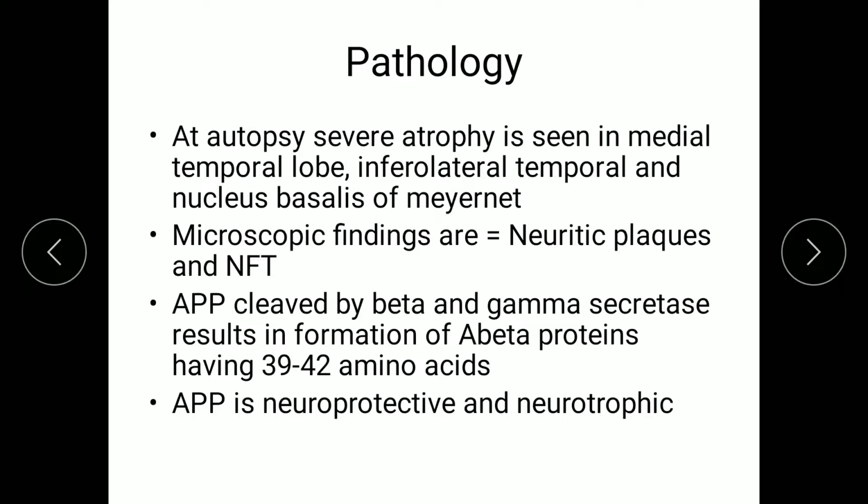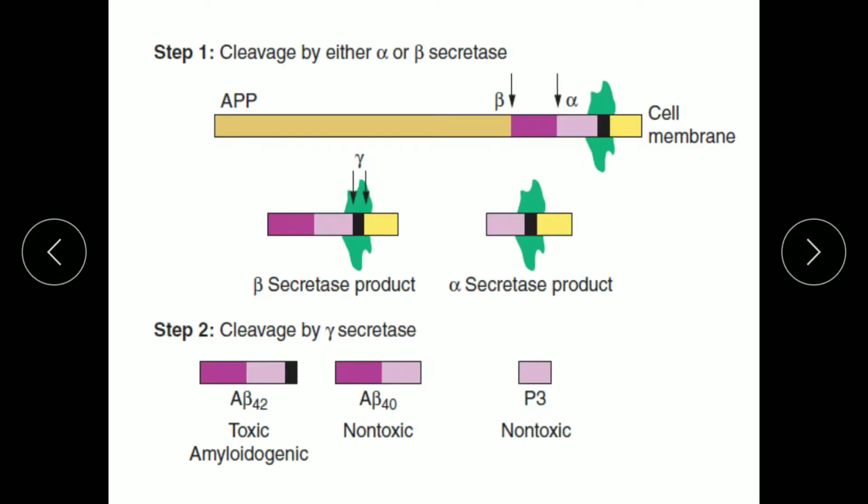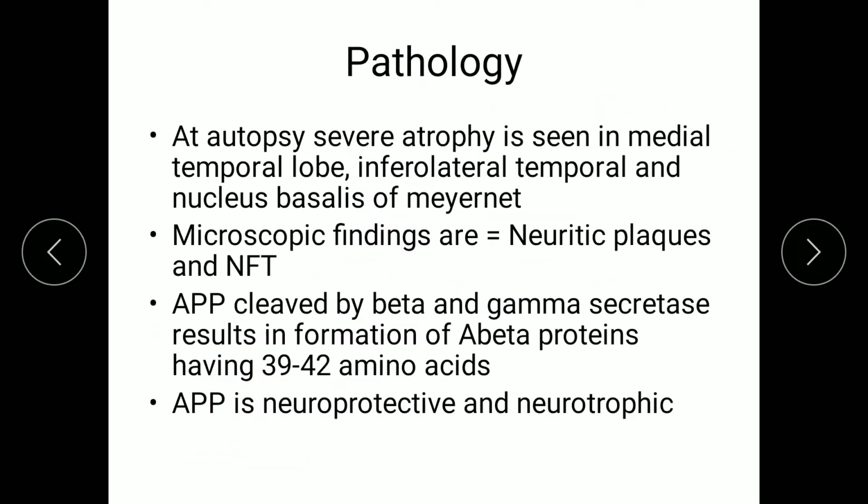Microscopic finding, as we said, there will be neuritic plaques and neurofibrillary tangles. There's a protein called amyloid precursor protein. This protein, when it is cleaved by beta secretase and followed by gamma secretase, we develop a toxic product that is called A beta 42. This is a toxic product. When the same amyloid precursor protein is cleaved first by beta secretase followed by alpha secretase, it results in non-toxic products. So beta secretase followed by gamma secretase will result in development of A beta 42, which gets deposited in the brain.